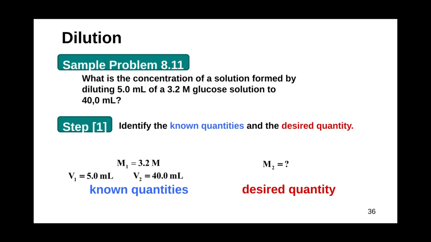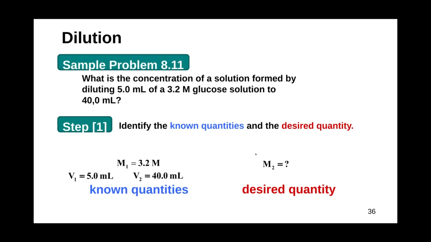Now, what is the concentration of a solution formed by diluting 5 milliliters of 3.2 molar glucose solution to 40 milliliters? So conceptually, we're starting off with 5 milliliters, and in that 5 milliliters, there's 3.2 molarity of glucose. We're taking that 5 milliliter solution and adding 35 milliliters of water, thus increasing the total volume to 40 milliliters. So what we want to know is the final concentration of glucose in this solution.